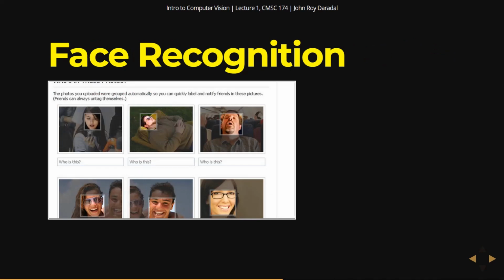So of course, you've probably encountered from before when Facebook did the automatic tagging of your face even without your permission. So that's because it was recognizing that this face actually belongs to you, right?